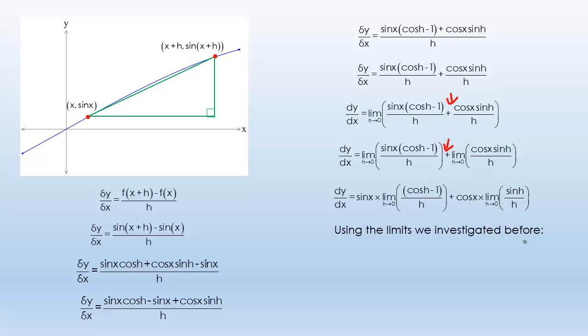Using the limits we investigated before, remember this one is going to tend to 1, and this one is going to tend to 0, we get dy dx is just equal to cos x. In a similar way, it can be shown that y equals cos x gives dy dx equal to negative sine x. So if y is cos x, the differential is negative sine x. And we can show that with exactly the same limits and in exactly the same sort of way.